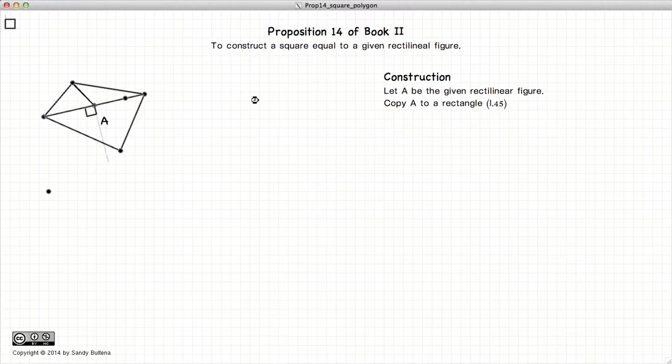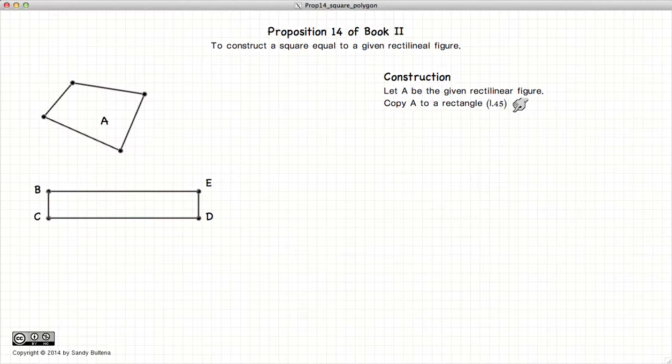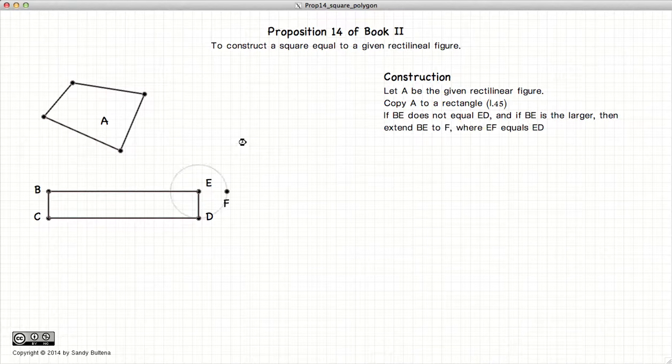Now, the first thing we're going to do is copy our figure to a rectangle using the methods described in Proposition 45. It's kind of long, there's a lot of steps required. I recommend you look at Proposition 45 if you want to follow what was done. So now we have a rectangle that is equal to our original figure, at least in area.